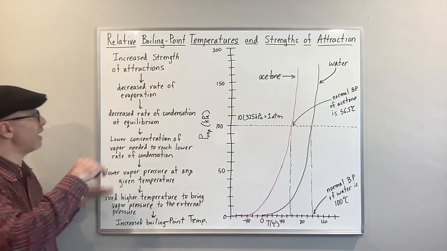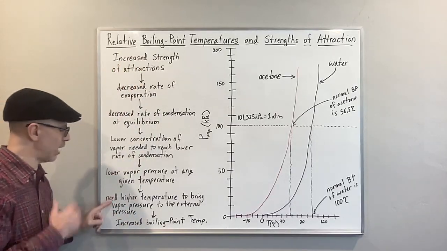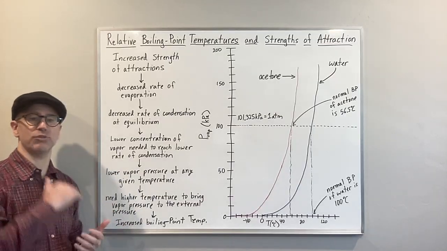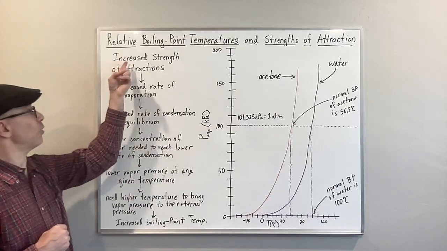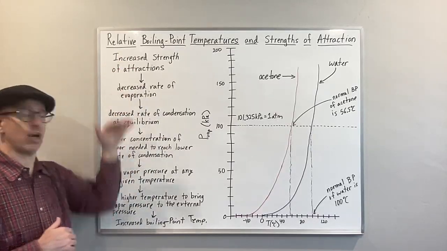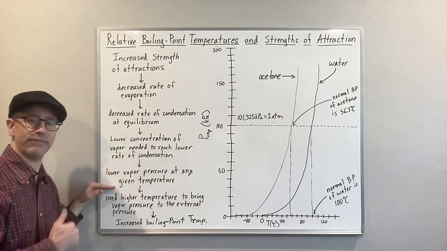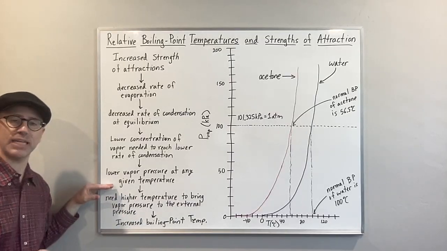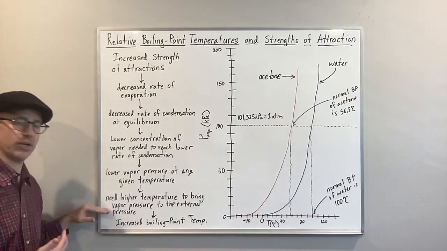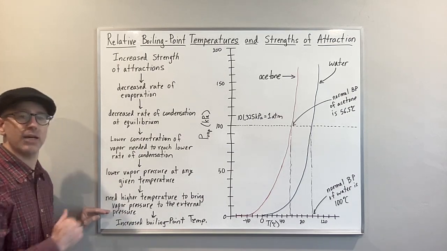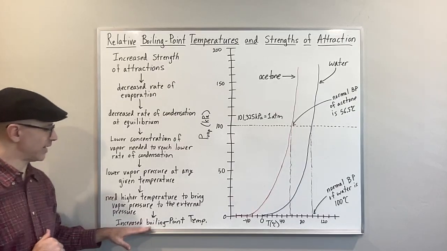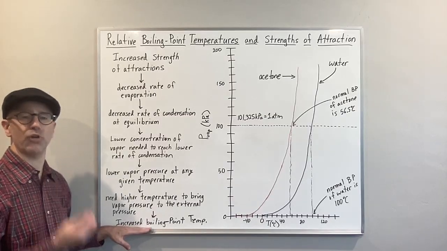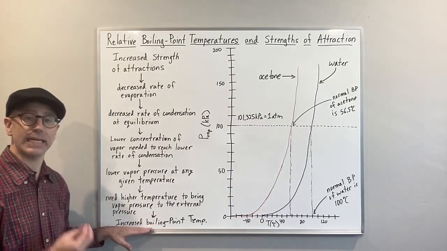So now, because you have an increased strength of attractive forces, you need a higher temperature in order to bring the vapor pressure up to the external pressure, right? Because when we increase the strength of attractive forces, that ultimately led to a lower vapor pressure in the bubbles, which means that you would now need to raise the temperature in order to get that vapor pressure up to the external pressure. This means that the boiling point, the temperature at which the liquid boils, is going to be increased, right?